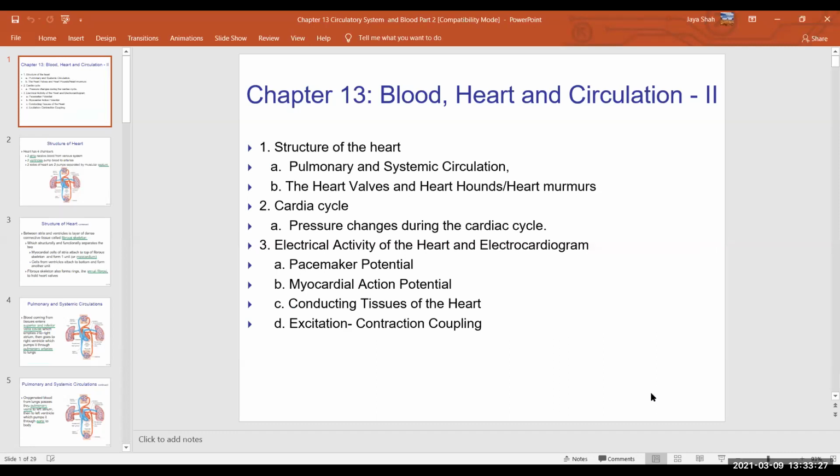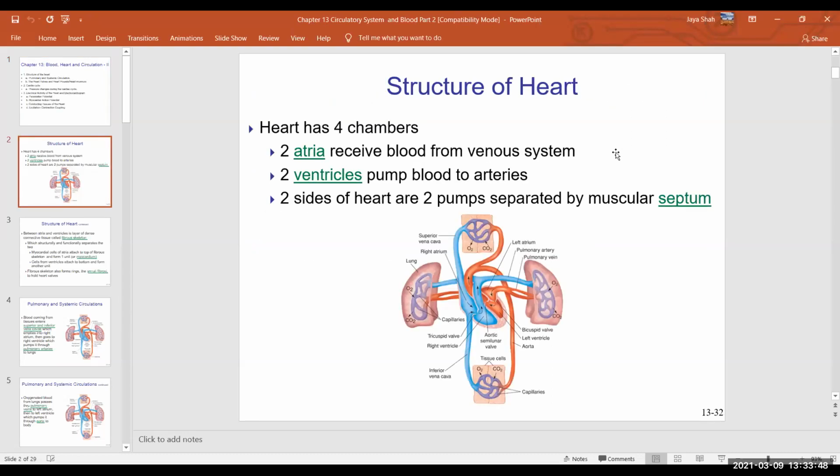And here we're gonna, so we have done this blood part of chapter 13. Now we're gonna go into heart and circulation, maybe in the third lecture, which will have chapter 14, which will talk a lot about the parameters of the heart function. Okay, so let's see here the structure of the heart.